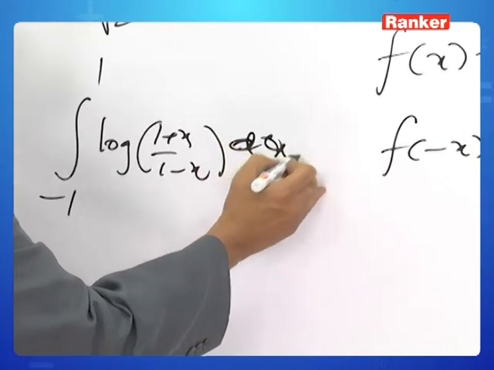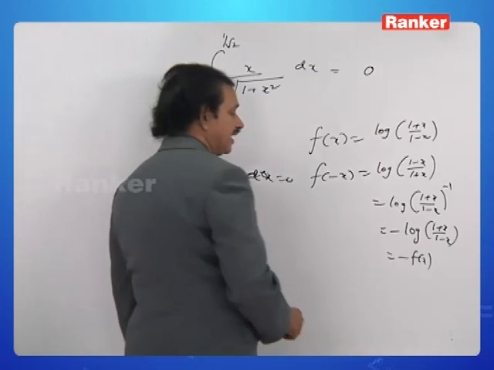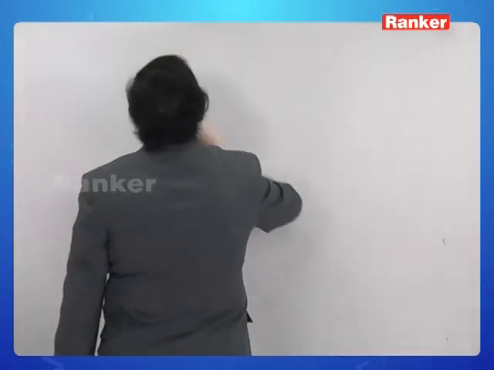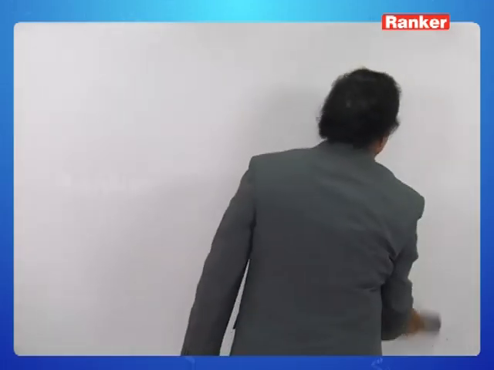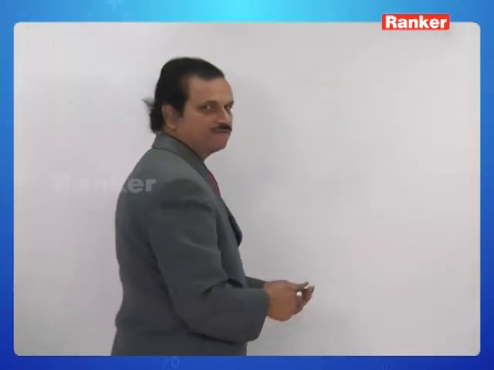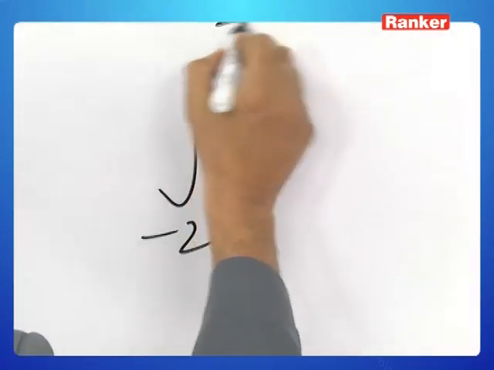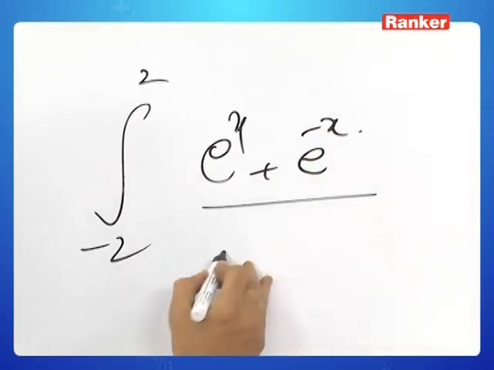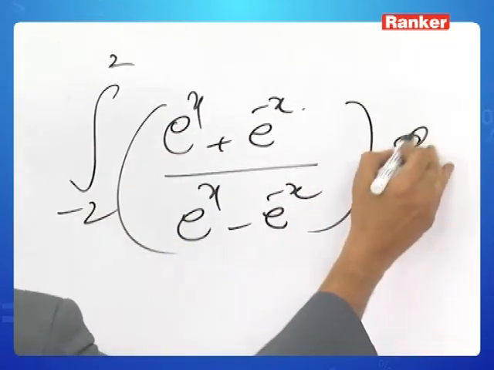Is 0. Is 0 because it is an odd function. If it is given like that, so not only knowing the formula, you must be able to notice the nature of the given function also. Look here, integral minus 2 to 2 e power x plus e power minus x by e power x minus e power minus x dx.